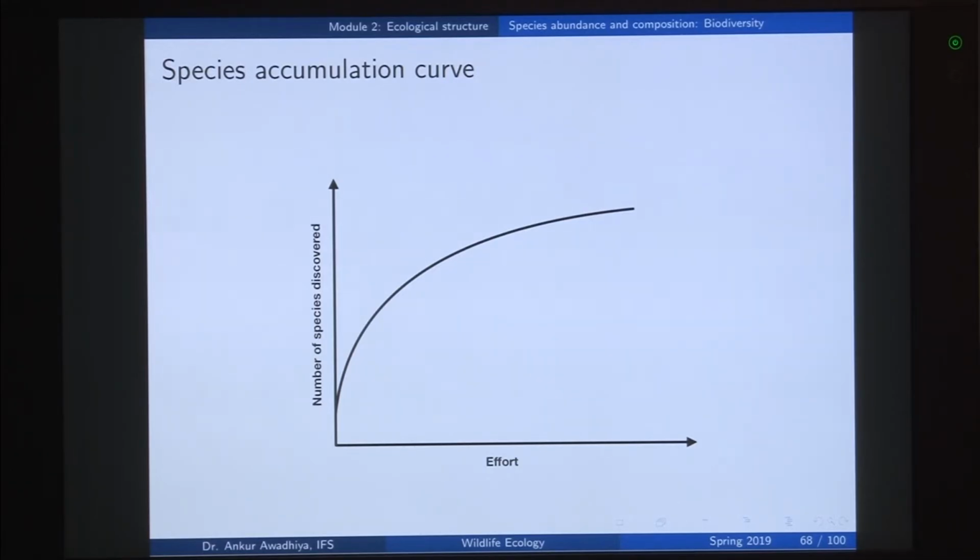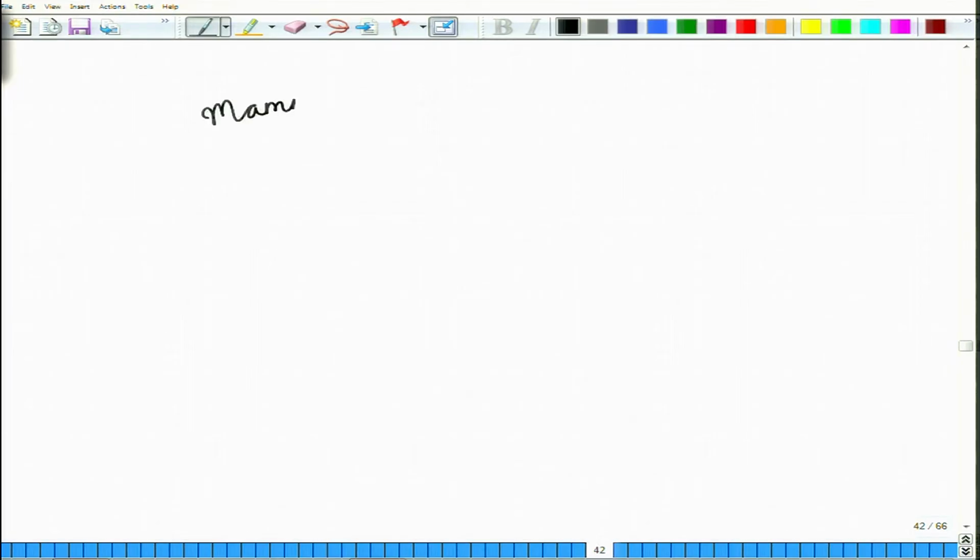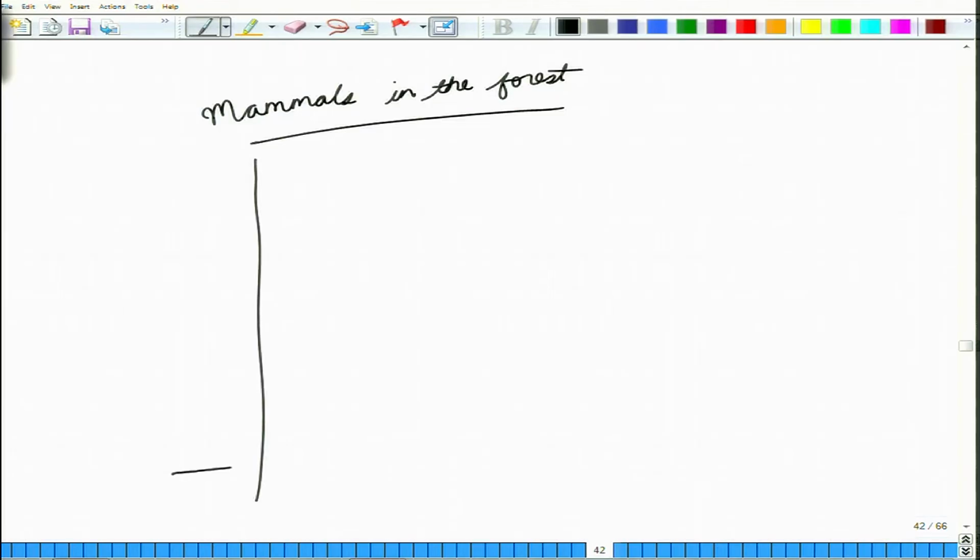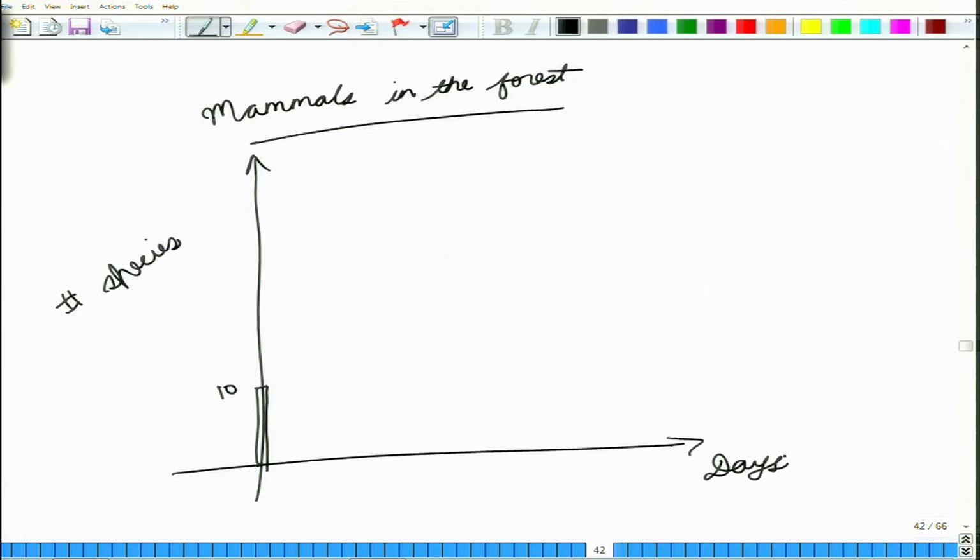So, how do you get to know how many species are there in a forest? Let us consider that we are considering the number of mammals that are found in a forest. So, you go into the forest and on the very first day, suppose you saw 10 species. This is 10 species. So, you have the number of species and you have days.